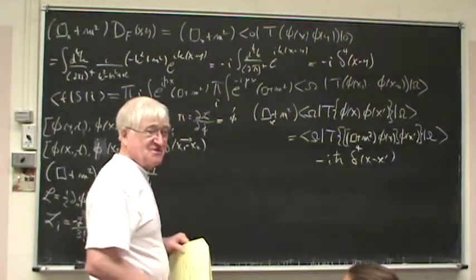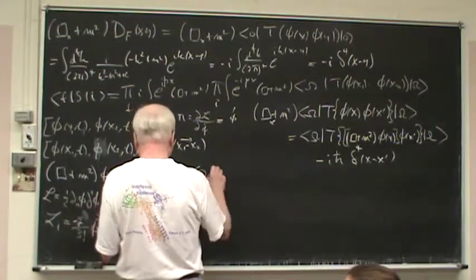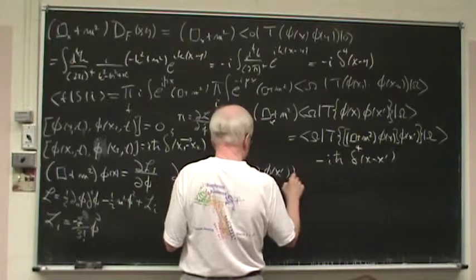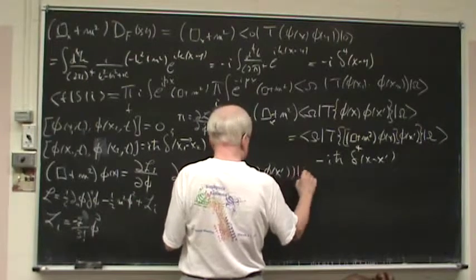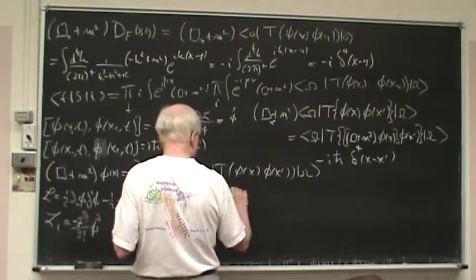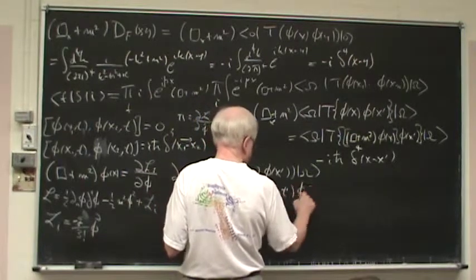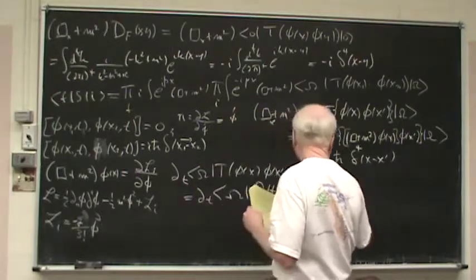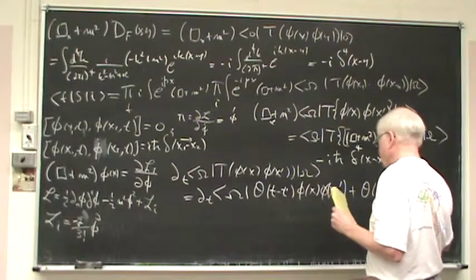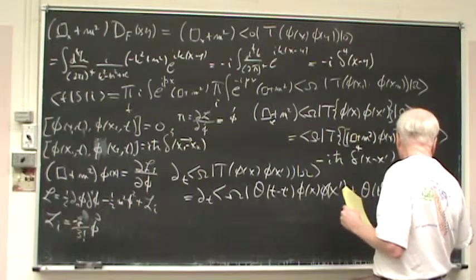All right, well, let's look at the first time derivative. There's no problem with the first time derivative. All right, what is this? Well, of course, this is just d by dt of omega, theta of t minus t prime times phi of x prime plus theta of t prime minus t phi of x prime phi of x.